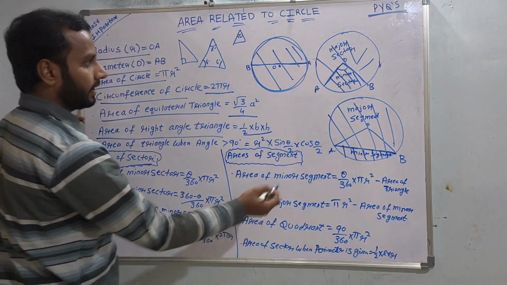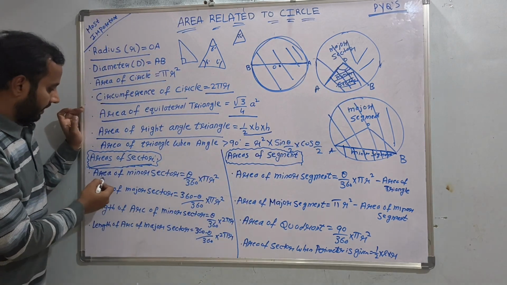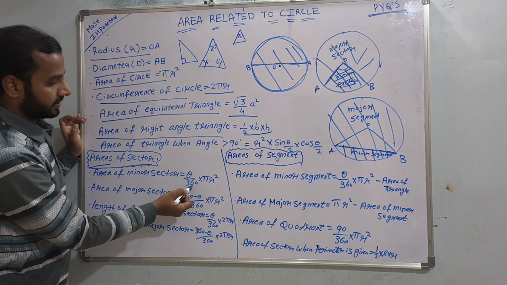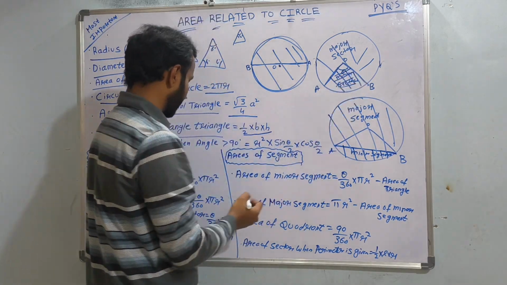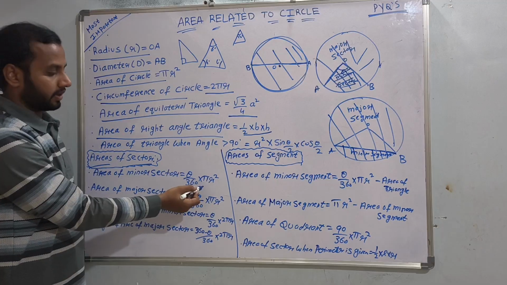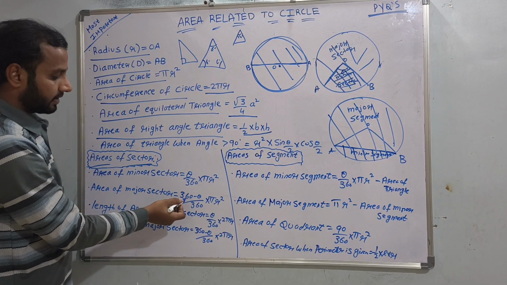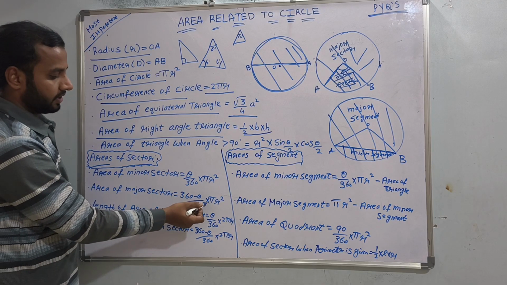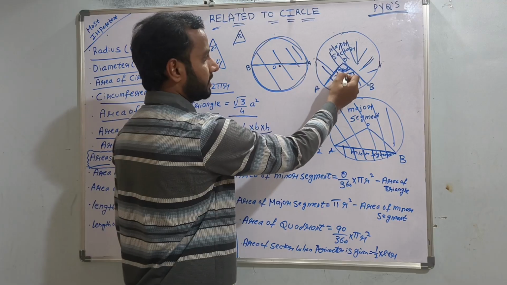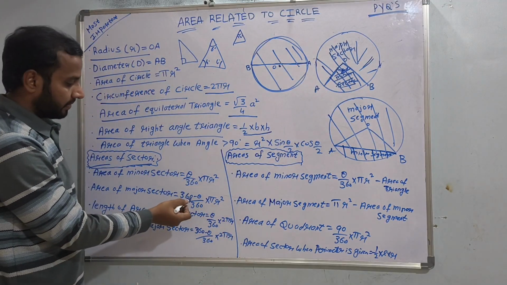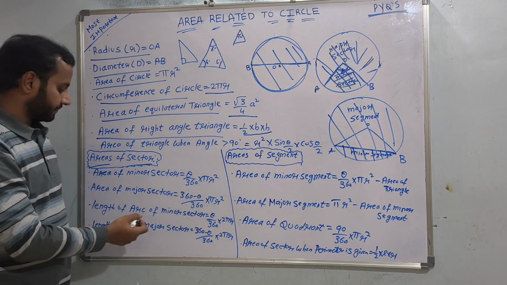Now, to find the area of the minor sector, the formula is area of minor sector equal to theta by 360 into pi r square. The theta value will be given. For example, if theta is 60 degree, then 60 by 360 into pi r square is the area of the minor sector. Area of a major sector is 360 minus theta divided by 360 into pi r square. If the angle is 60 degree, then 360 minus 60 divided by 360 into pi r square, where r is the radius.